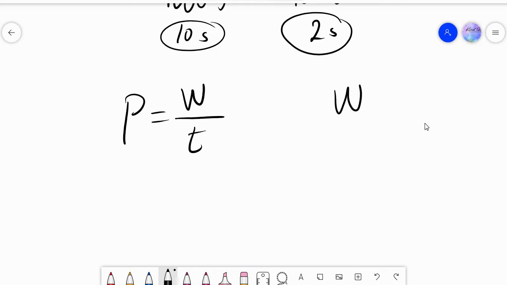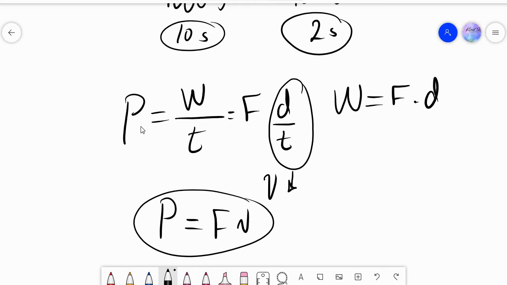And you remember, work, what is the equation for work? Guys, we said that power equals work divided by time, and you remember that work equals force times distance. If we cancel this work and write here F D divided by T, D divided by T is the formula for velocity. Now we can say that power equals force times velocity.